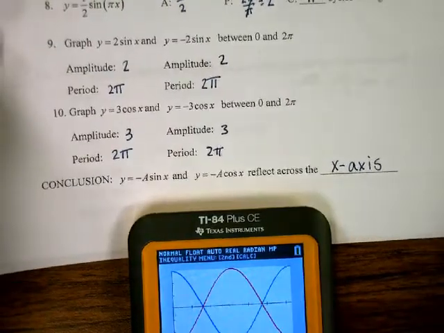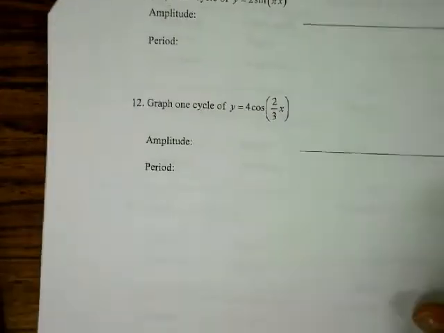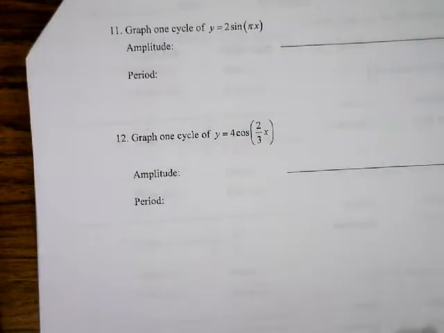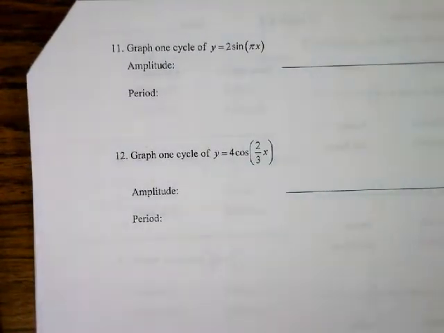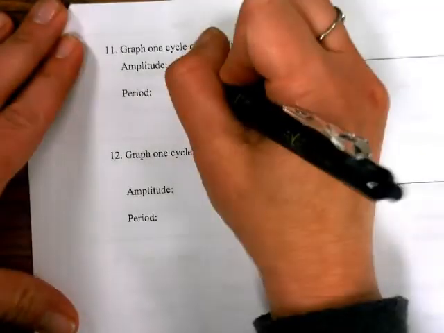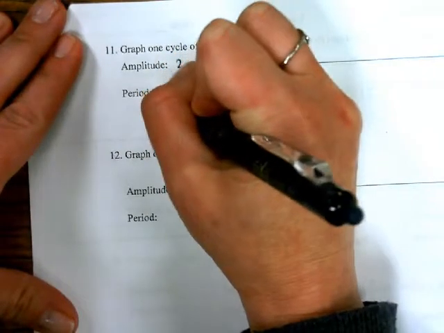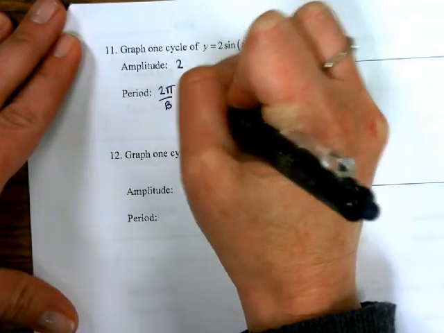Okay. All right, so last thing, this is the important part. It says graph one cycle of y equals 2 times the sine of pi x. Okay, so first of all, we're going to determine what our amplitude is. Our amplitude is 2, and my period is 2 pi over b. So 2 pi over pi, which is 2.